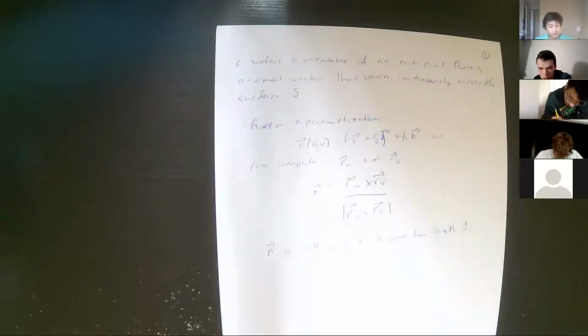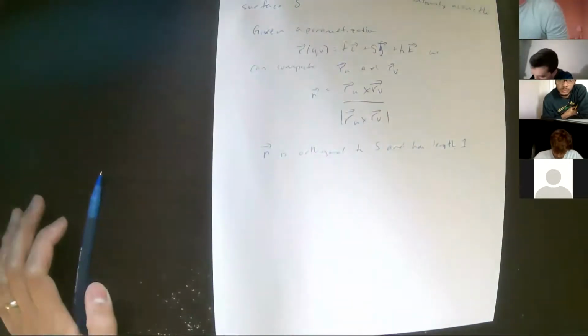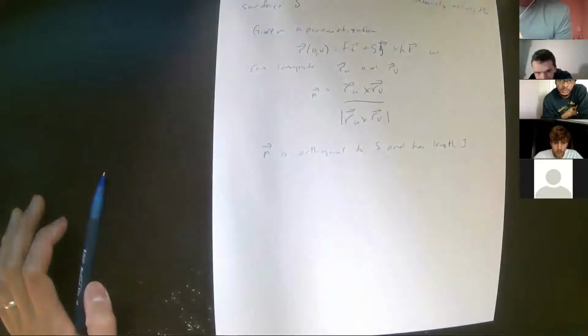Any questions? What does that say on the bottom? I can't read it. N is orthogonal to S and has length 1. Thank you. I've got to fix this glare. This is an unfortunate setup situation here. Does that do any better? Not really. Okay. Any questions on N?